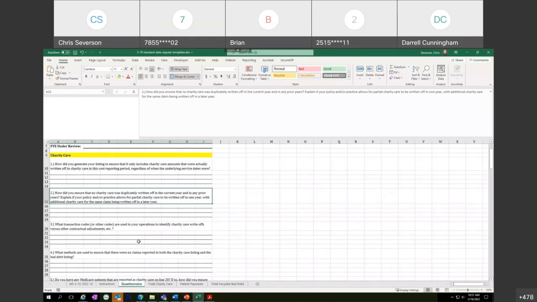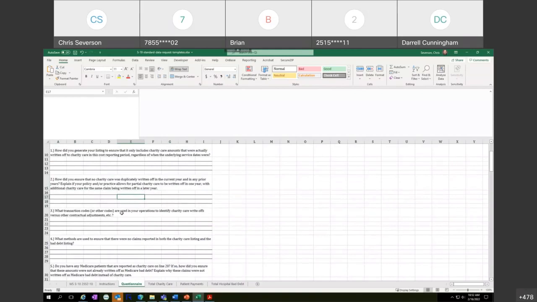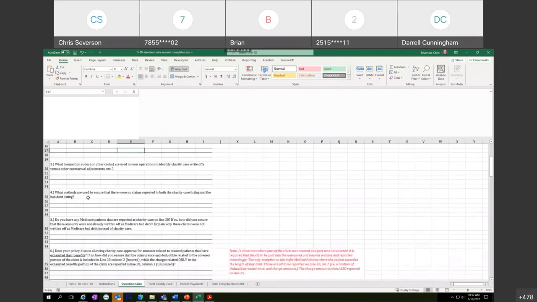We want to make sure it was written off this period. So how did you ensure that? How did you filter your listing, or what did you look for? How did you ensure there were no duplicates? What transaction codes do you use for charity care? So what should we look for? What methods are used to ensure there are no claims reported in both the charity care and bad debt listing? Of course, unless it's a split claim.